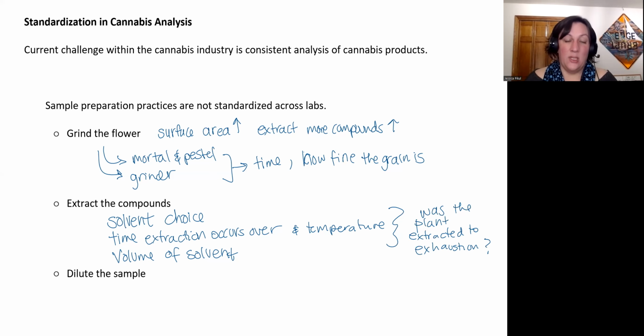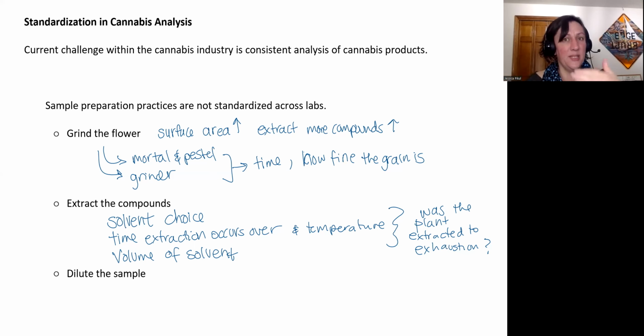And so standardizing within cannabis analysis would require a specific set procedure for sample preparation that included a method for grinding that would reproduce the same particle size, a solvent choice that would be used by all labs, time for the extraction, an amount and volume of solvent at a temperature, and the number of iterations that the plant was extracted. And if those were consistent across labs, then they would all be starting with the same sample. And if they had the same sample, then we would expect the variation that occurs between choosing different methods to be much smaller than the overall variation we can see for the process as a whole.